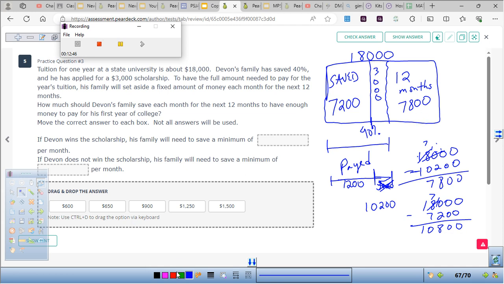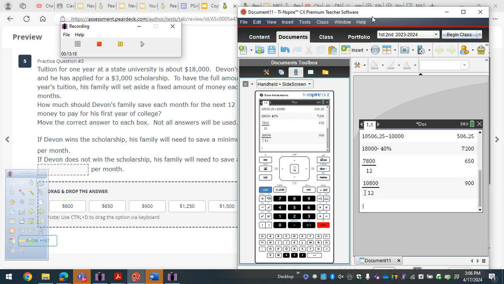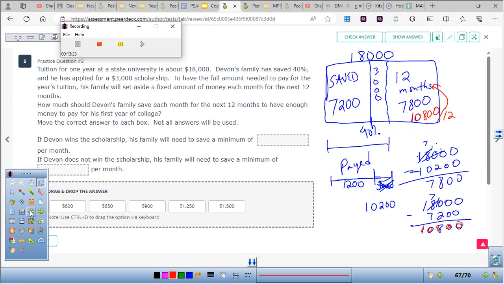And I'll change color so you can see it better. They want to do that in 12 months, so we divide that by 12. I'll go back over here. 10,800 divided by 12 is 900. So $900 should be that. That's what it looks like. So 650 there, and then 900 there.